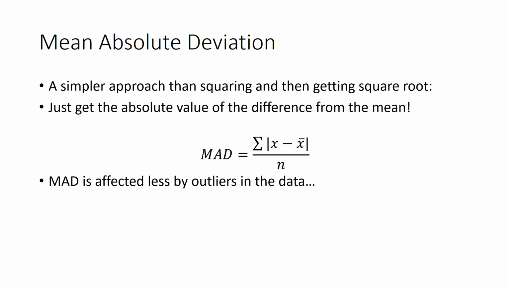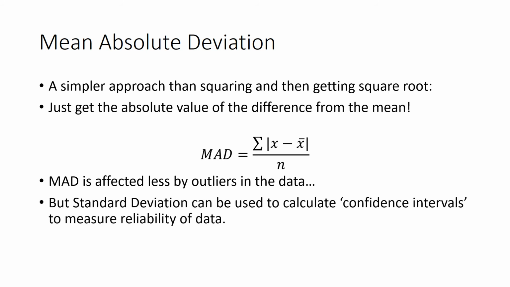So MAD is less affected by outliers that are very high or low in the data, but standard deviation can be used to calculate something called a confidence interval and related topics. This measures reliability of the data quite well. So they both have their different uses, and I think I would say standard deviation is probably slightly more useful in most cases.